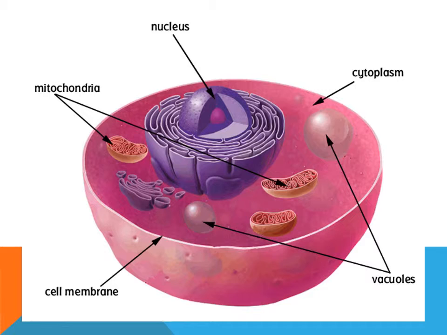Let's recap. There are 4 criteria for life: contain DNA, extract energy and convert it to sustain themselves, sense changes and respond, and reproduce. Cells are vital to our living. They have certain parts: the nucleus, mitochondria, cytoplasm, cell membrane, and vacuoles. In comparison to an animal cell, the plant cell has a cell wall and chloroplasts.